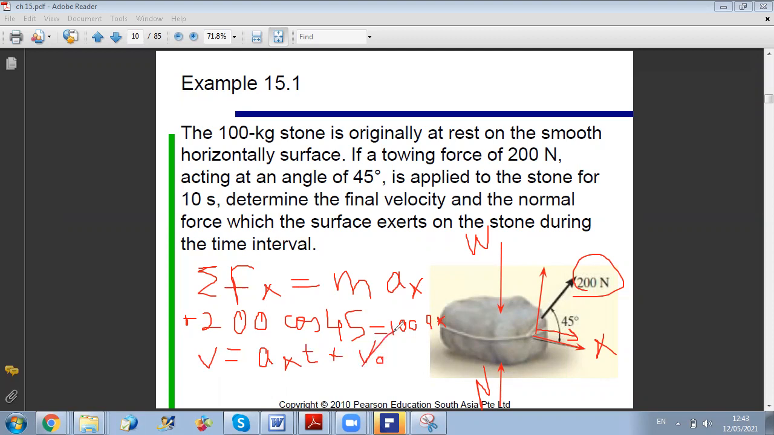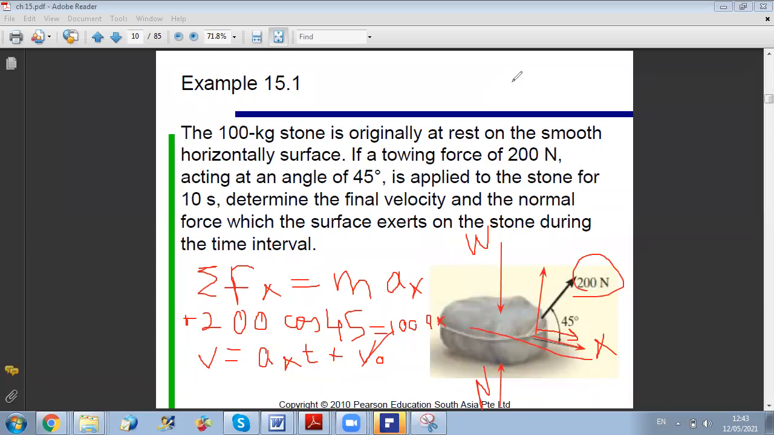The second method here is to write the linear impulse and momentum principle. If you want to write it, we can write it in x, we can write it in y. Now, since the motion is in x, to get the velocity, we will write it along x.